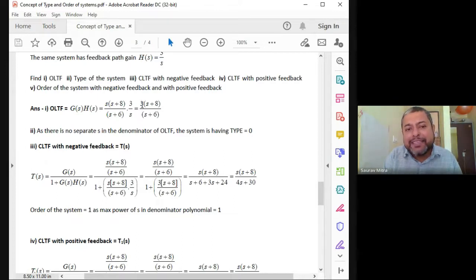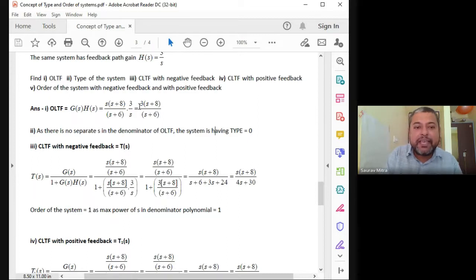Now if there was an s here, I'm telling you a very important thing. If it was 3s into s plus 8 divided by s plus 6, that s you can take to the denominator, it will be s to the power minus 1. So what will be the type of the system in that case? It will be minus 1. For that we are not going to find the steady state response. Steady state response we will see only for a positive typed system.